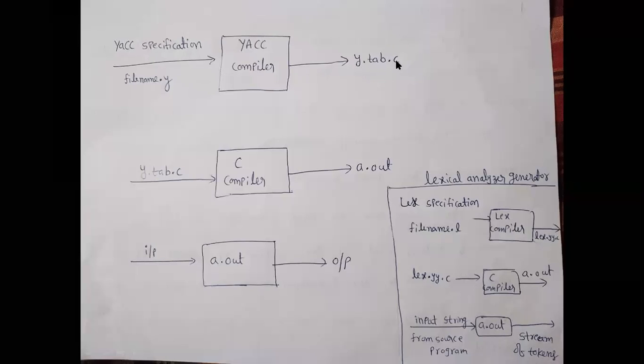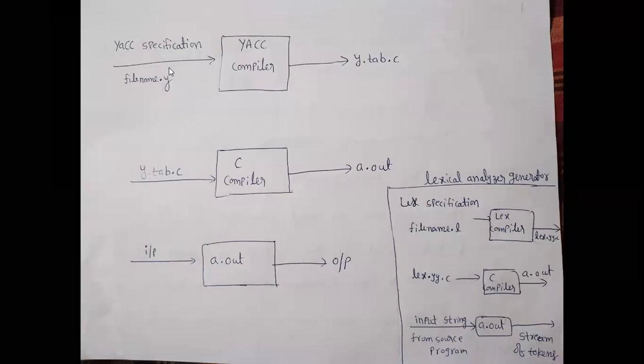Okay. So that C file is taken as the input, y dot tab dot c. We are giving it to the C compiler. So the C compiler can convert this program into a dot out, so we can generate the output by using that. So that is the input, and we are converting it into a dot out with output.